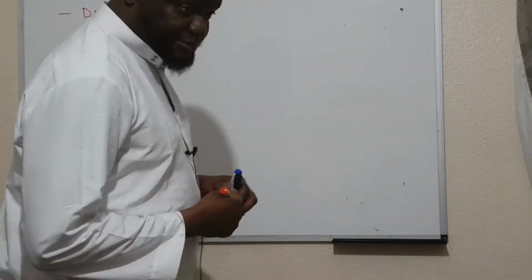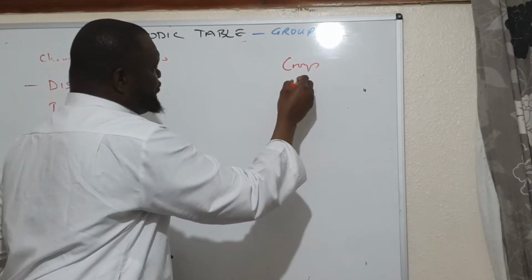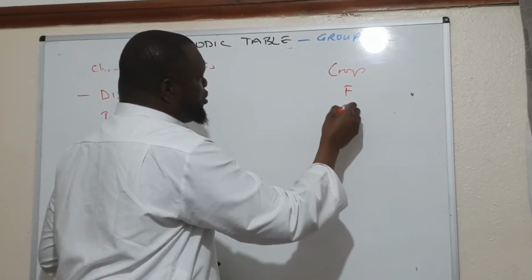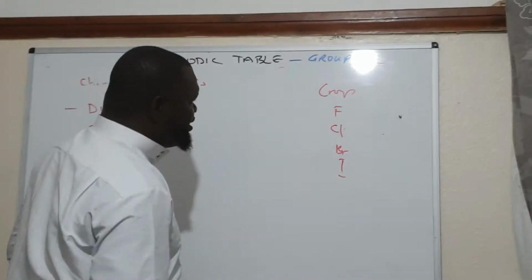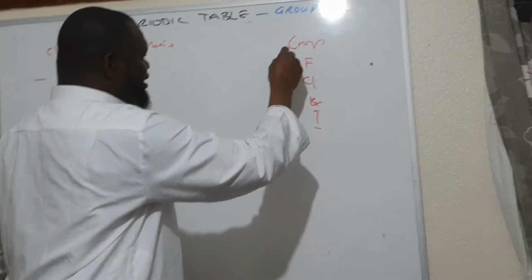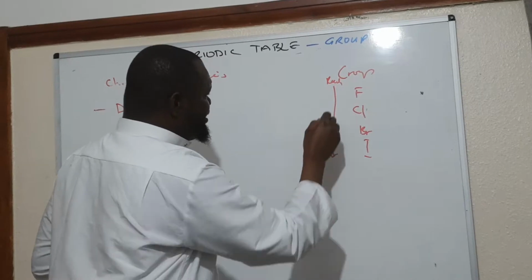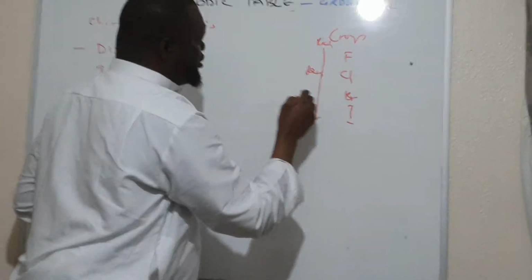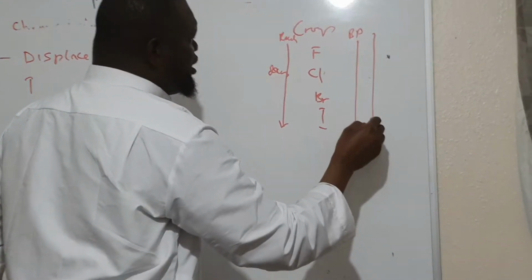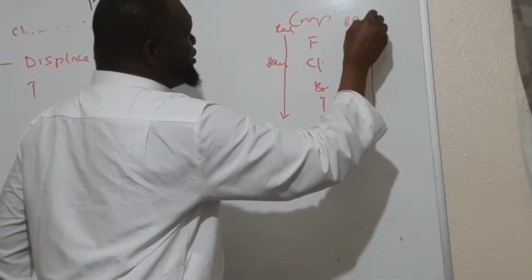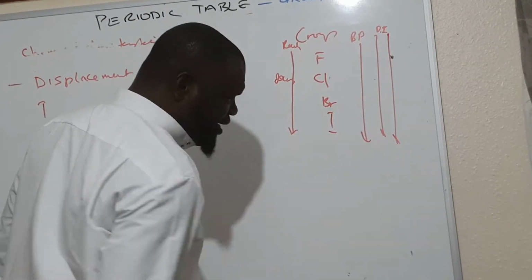We have to draw back this series, group 7. Group 7 is fluorine, chlorine, bromine, and iodine. The activity decreases as we go down. But boiling point and melting point, I think I made a mistake there. Boiling point and melting point increase as you go down. And density also increases, because the atom becomes bigger and bigger.